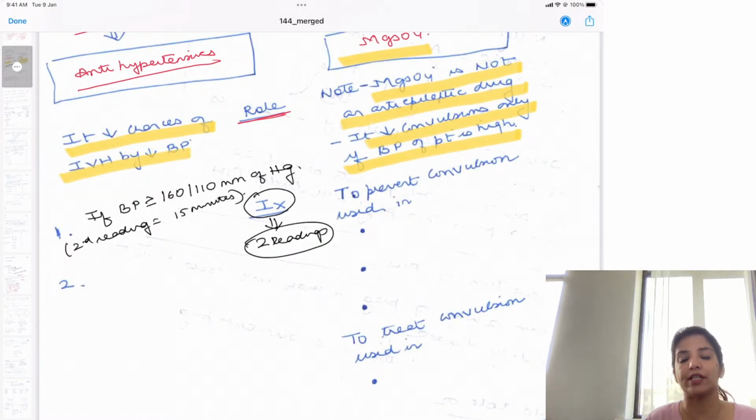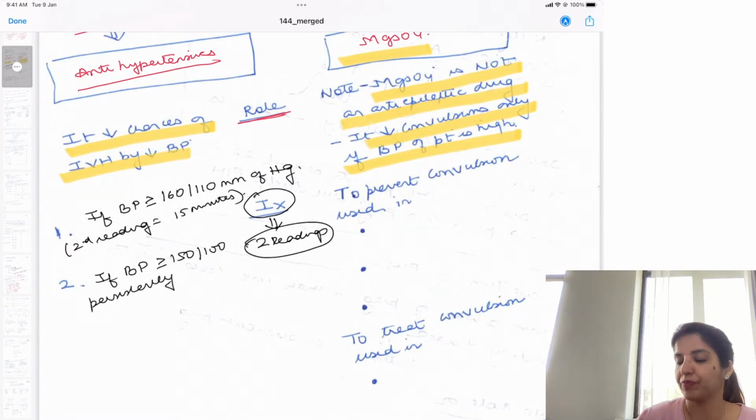The second indication for starting antihypertensive is if BP is more than or equal to 150 by 100 persistently. So persistently your patient's BP is more than or equal to 150 by 100. Then also you have to start antihypertensive. Clear to all of you?